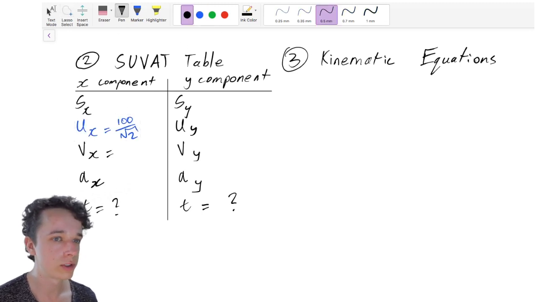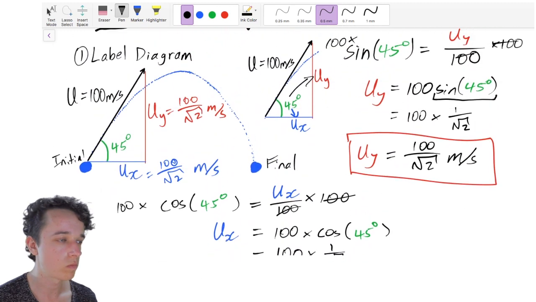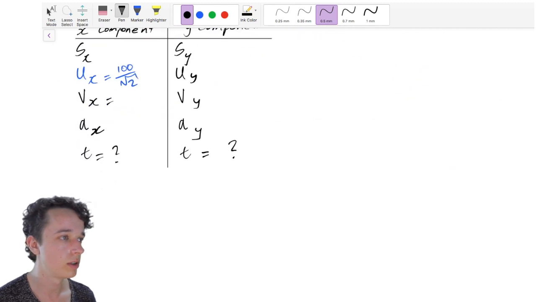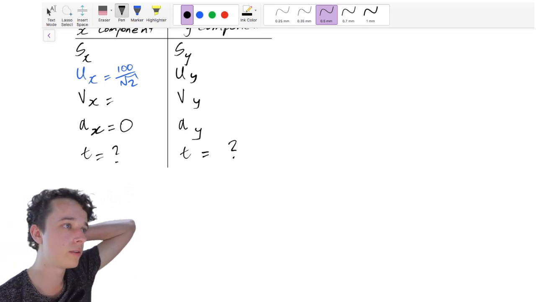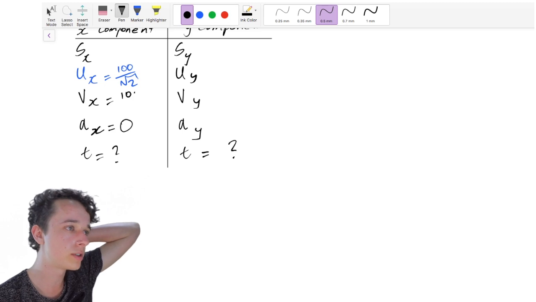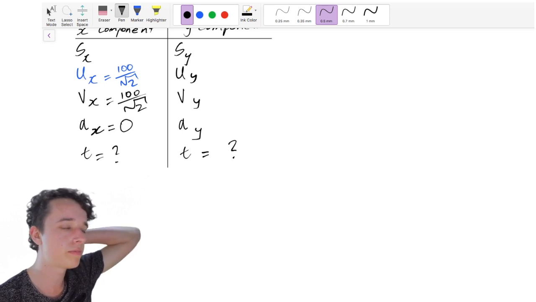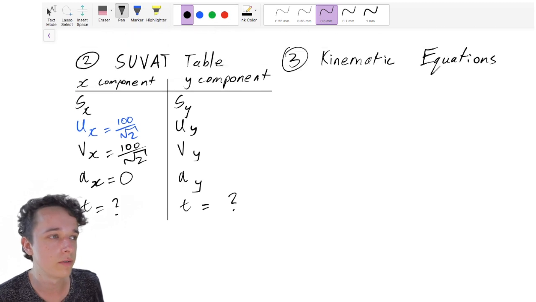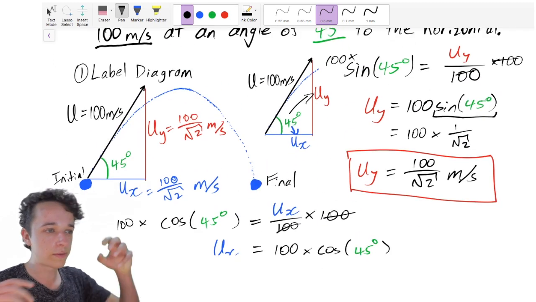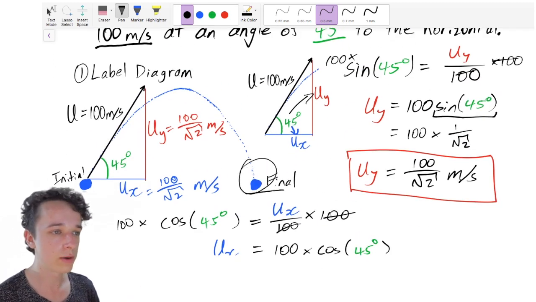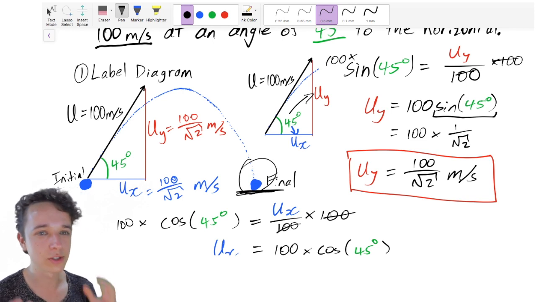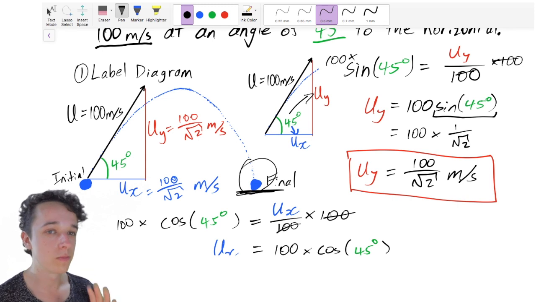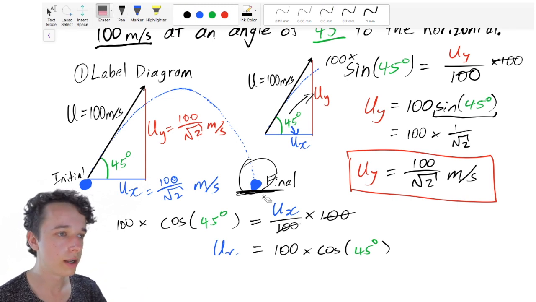Vx, what's the final velocity? Well, we know that ax is zero: there's no force acting on the projectile in the x component, therefore the initial velocity is the same as the final velocity. By the way, that might make you feel uncomfortable, right? Because at the final position, it hits the ground. So shouldn't it just kind of stop? Or shouldn't it rebound or something? So you're right to think that.